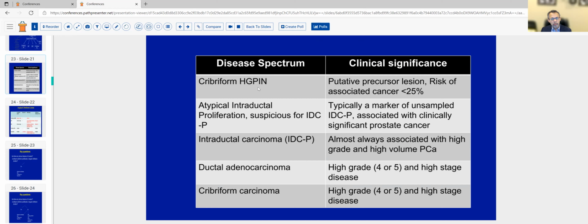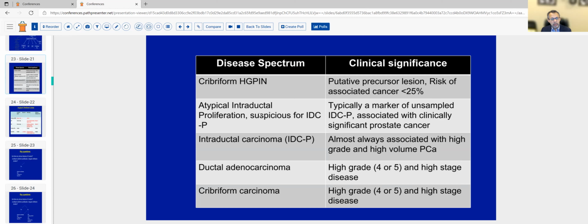Recent studies have shown that the significance of cribriform high-grade PIN as a predictive marker for unsampled prostate cancer has significantly reduced. Now it is in the range of less than 25%. So in contemporary urology practice, patients often are not biopsied specifically if high-grade PIN involves less than two cores, because the cancer risk is essentially similar to benign prostate biopsies with elevated PSA.